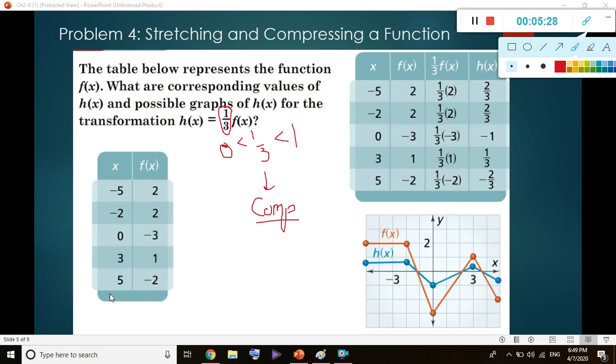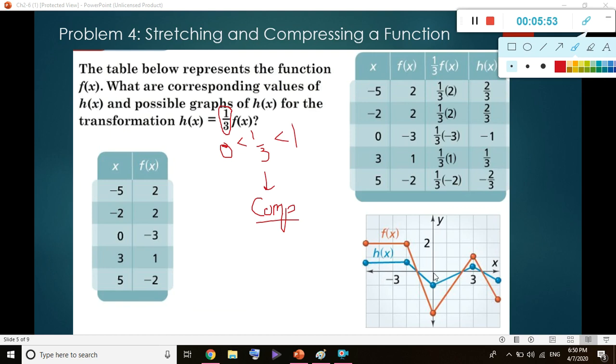Now this is the table for x and f of x. And they're asking for h of x, which is 1 over 3 f of x. So each value here from f of x, we're going to multiply it by 1 over 3 to find the answer of h of x. So again, this is the original graph we're having, which is f of x. After multiplying it by 1 over 3, we had a vertical compression here.